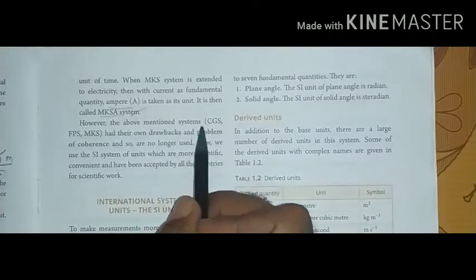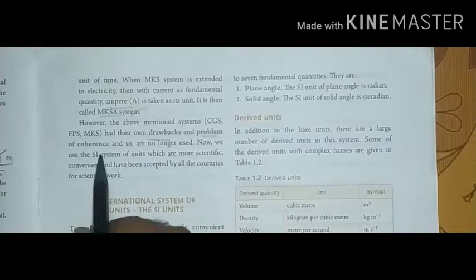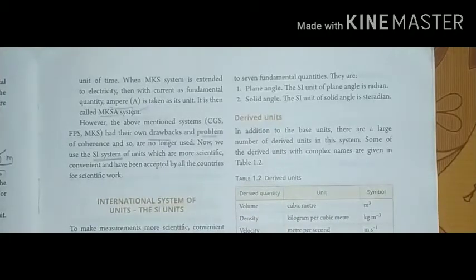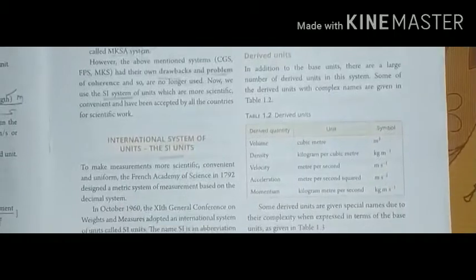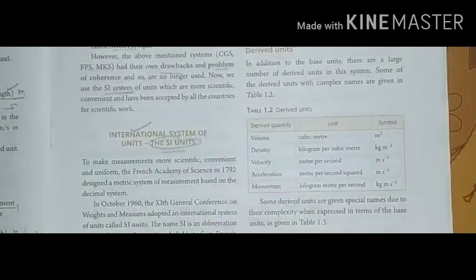The above systems have some drawbacks and problems. So they used the SI system of units, which is more scientific and convenient and accepted by all the countries. So what are SI units? We will study the international system of units. The full form of SI unit is International System of Units.